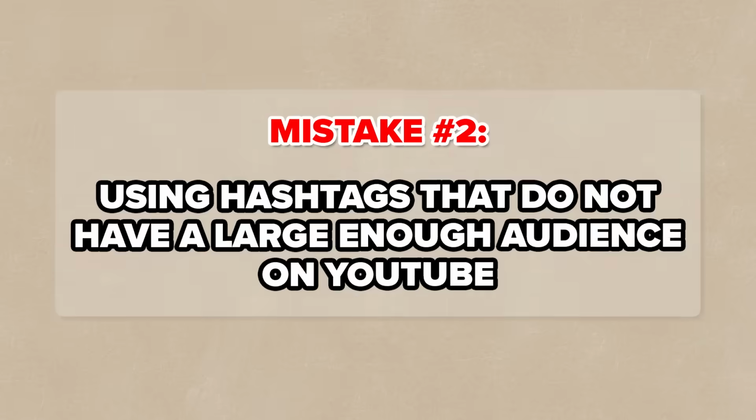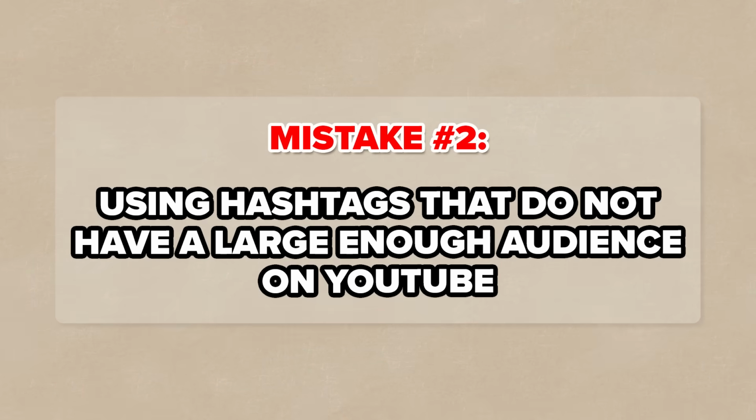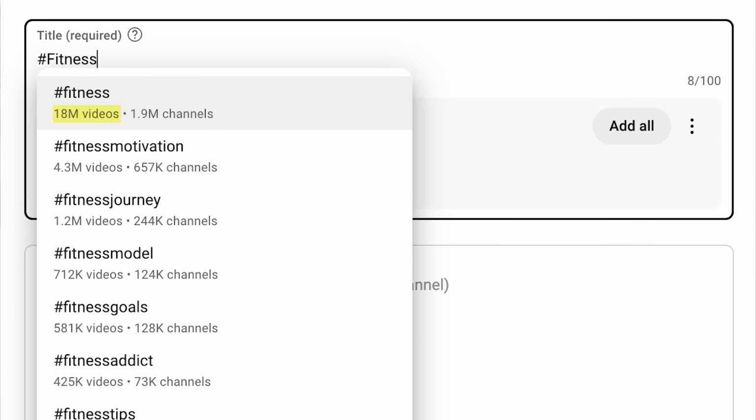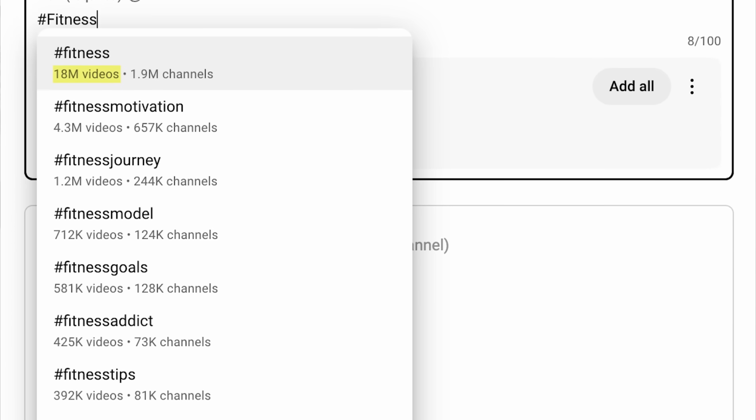Now, mistake number two is using hashtags that are too small. And again, YouTube makes this incredibly easy. When you go to type in a hashtag, it will literally tell you how many different videos have been made under it, how many different channels have used that hashtag, and you're going to be able to use these things to gauge how large that hashtag is.